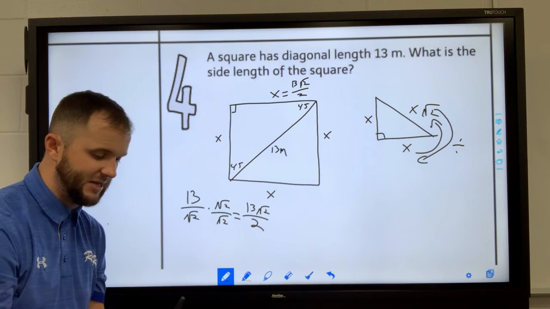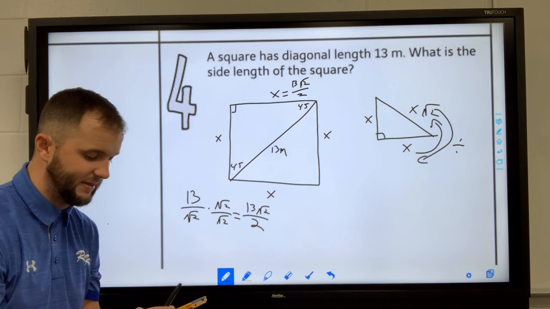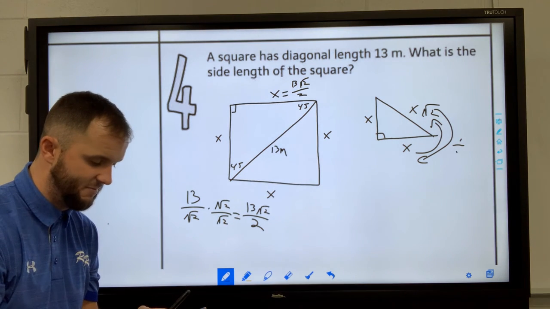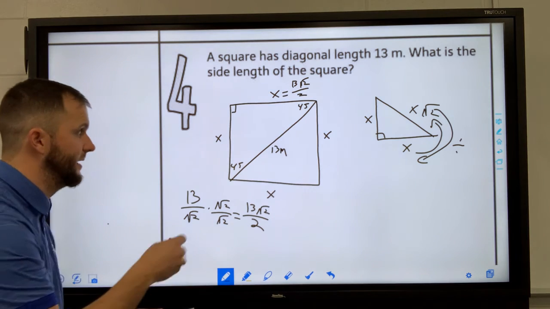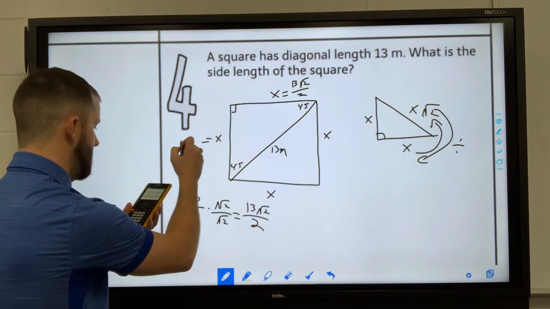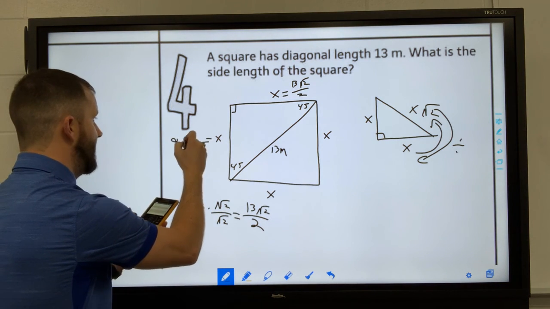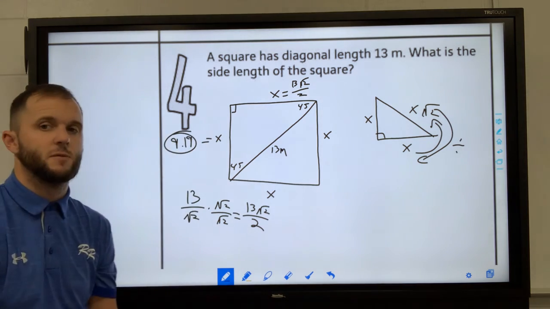But if I actually ended up typing that into the calculator and I got the decimal, so 13 divided by the square root of 2 is going to end up turning into, which the decimal would end up being 9.19. So that would be your decimal measurement on that, okay?